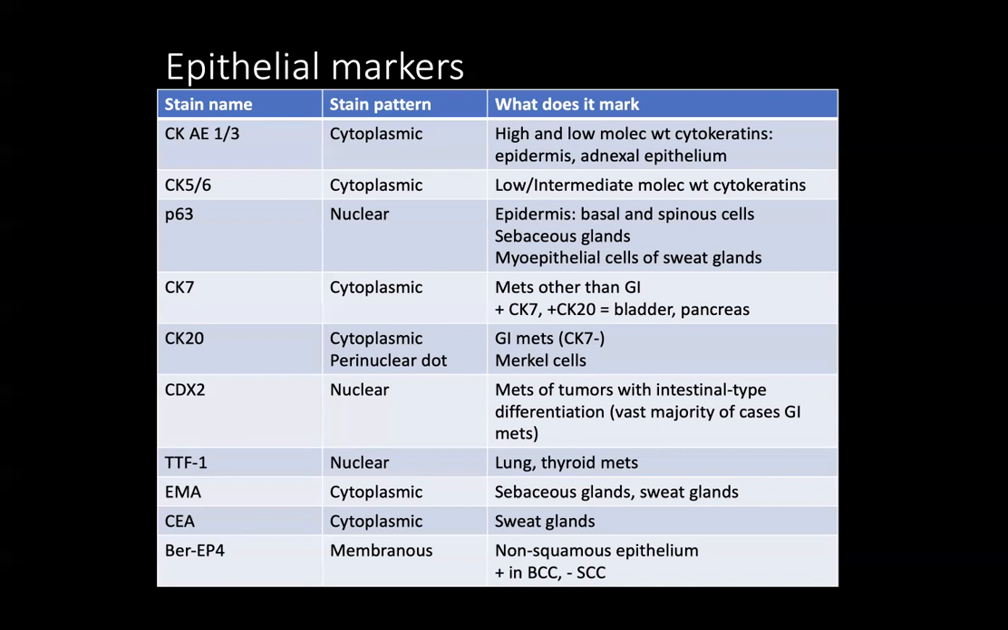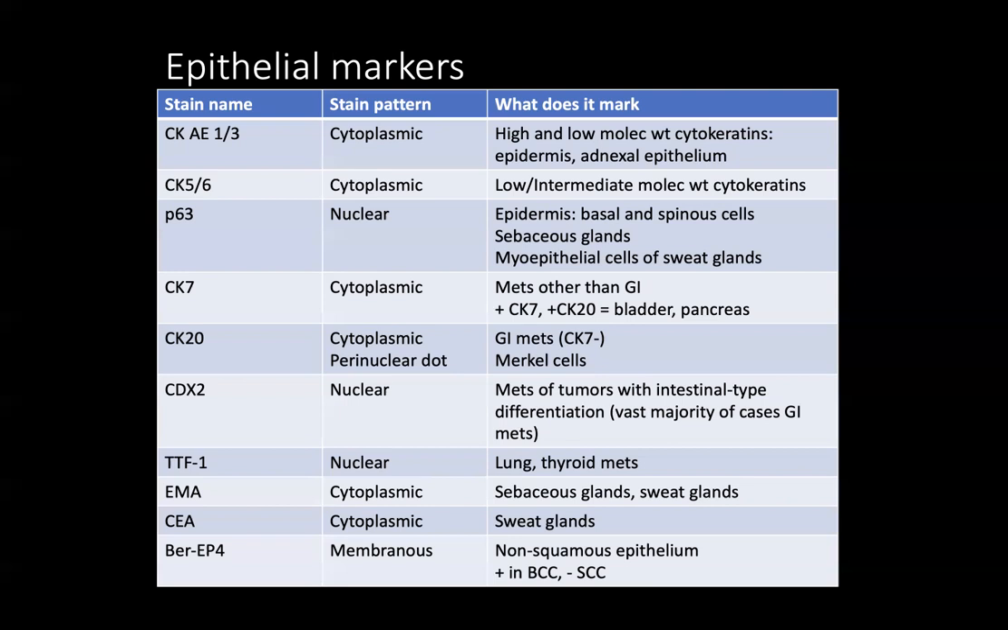CK20 is a cytoplasmic stain, but it can also show up as a perinuclear dot stain in Merkel cell carcinoma. Merkel cell is a specialized type of mechanosensory cell, and CK20 is expressed highly in Merkel cells. So the broad stain that you're going to want to use to rule out Merkel cells is going to be CK20.